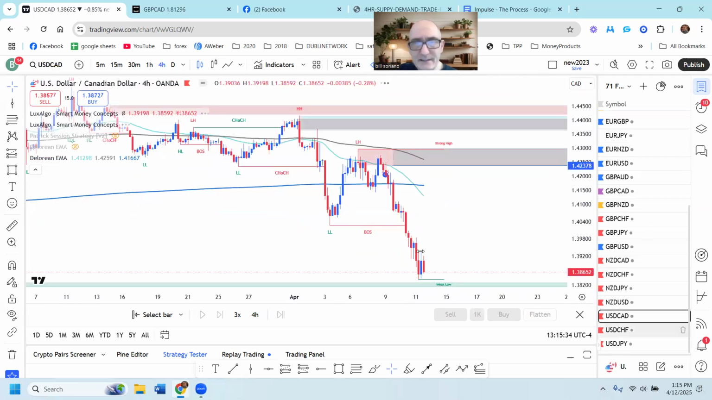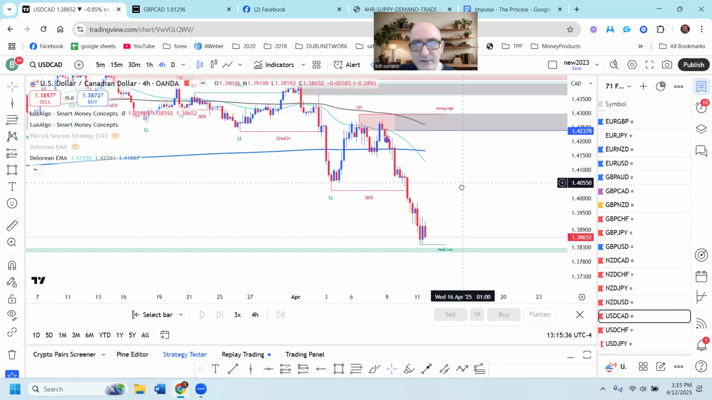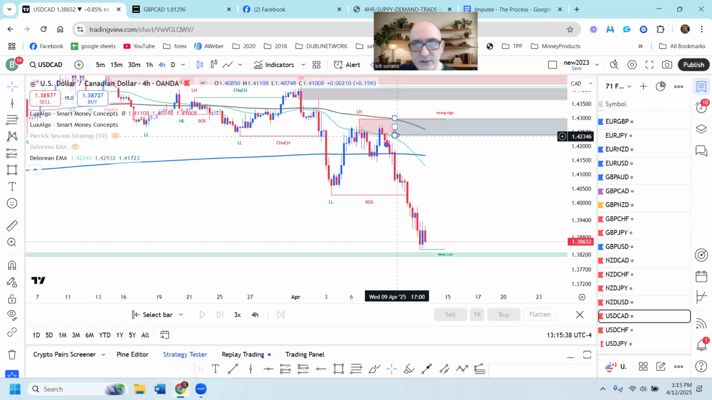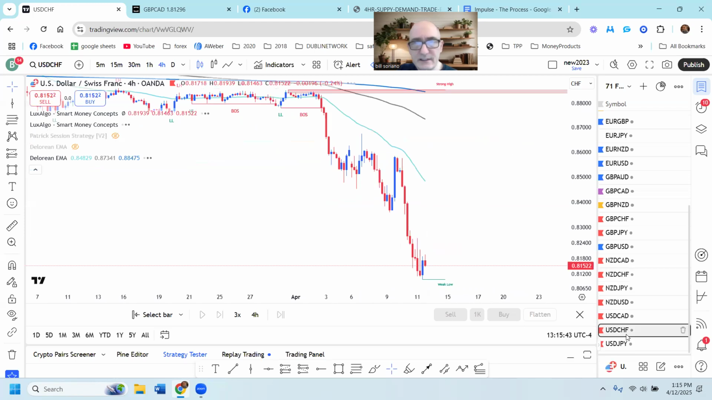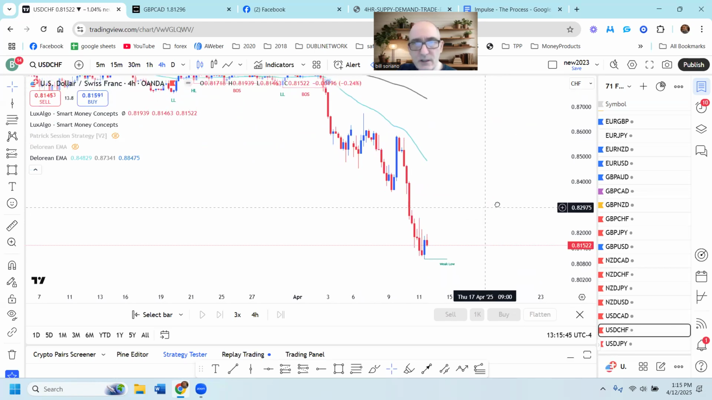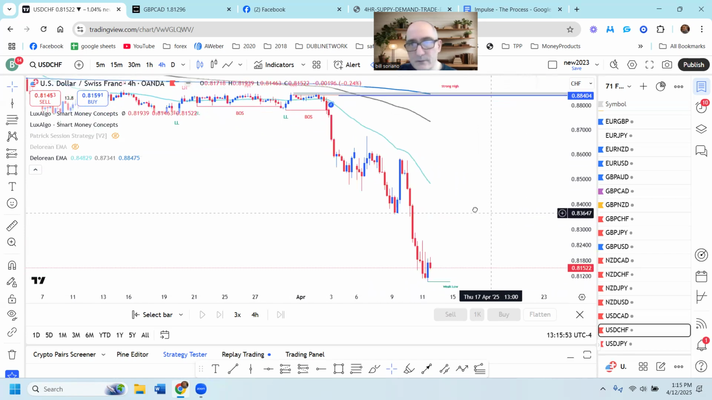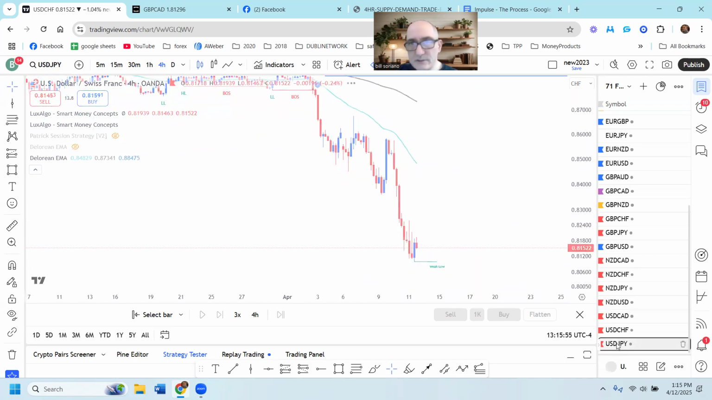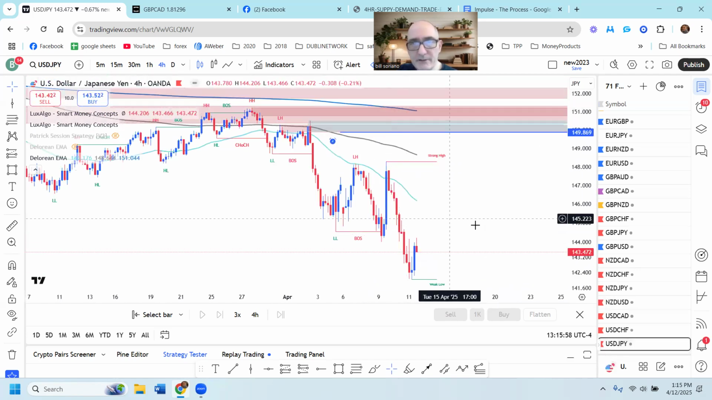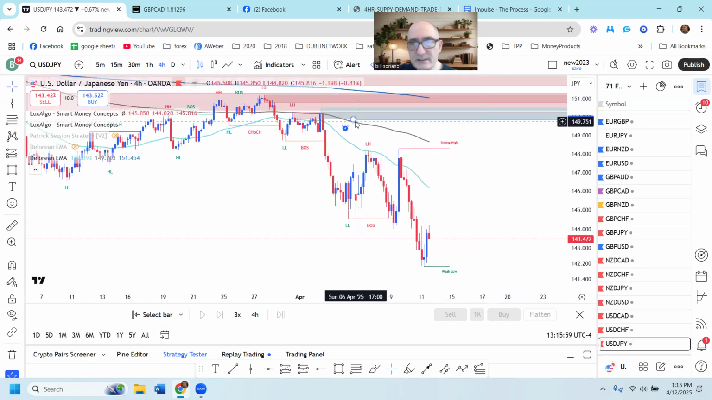USD CAD, this is bearish, and we have this zone right here with this alert that we're waiting for price to hit. USD CHF, same thing, bearish, but our zone is all the way up here. We got this break of structure on this move to the downside, but it's not giving us any new zone here. USD JPY, bearish, and we're waiting for price to come up to this zone.